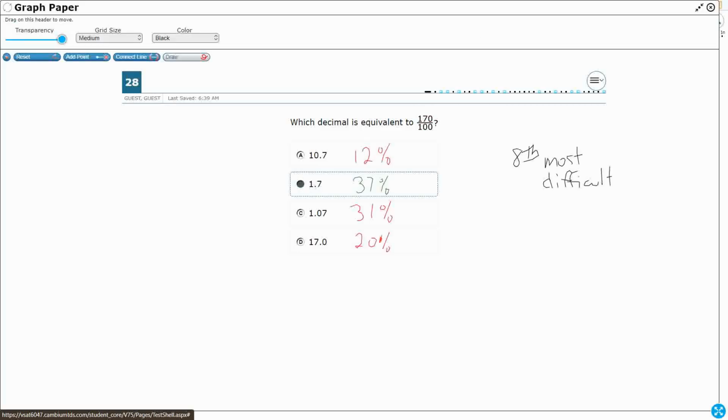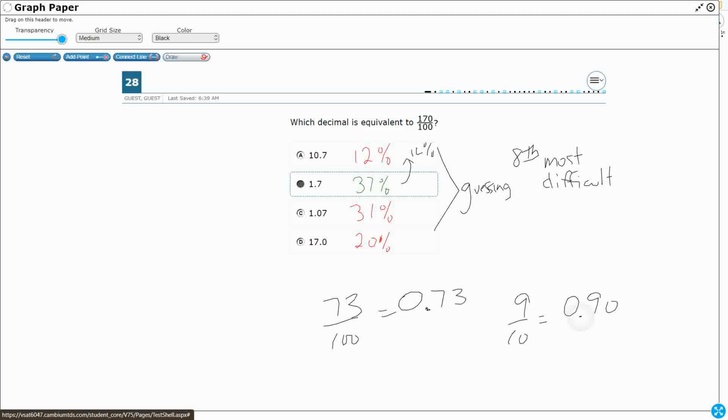So this was the 8th most difficult problem, only 37%. And much like the one just a few problems ago, you take maybe 12% away from there and add it to there, and you're looking at guessing. So we have a lot of students that were just guessing on this because that doesn't look like anything we've ever seen. When we are teaching the standard, we're relating fractions and decimals. What are we doing? We're asking them to change 73 hundredths into 0.73. We're asking them to change, you know, 9 tenths into maybe 0.90. Like maybe we're stretching them and asking them to change it into something that looks like that.